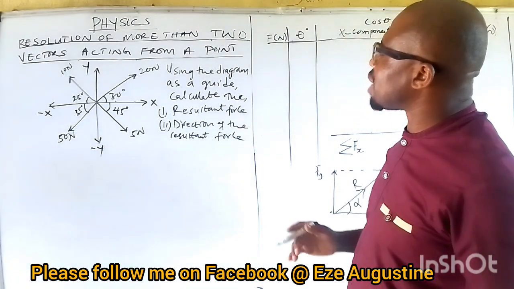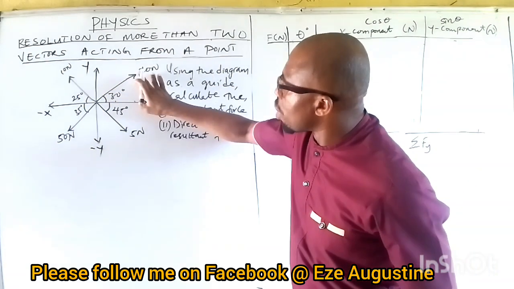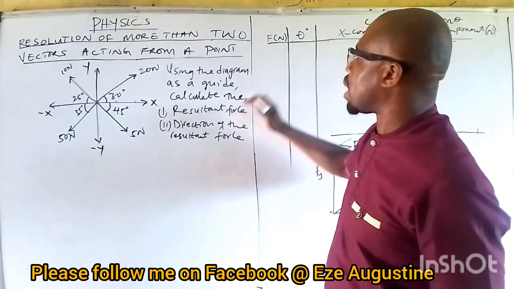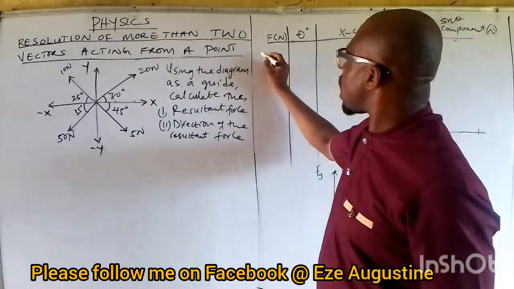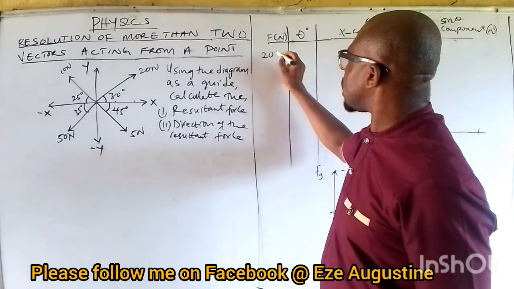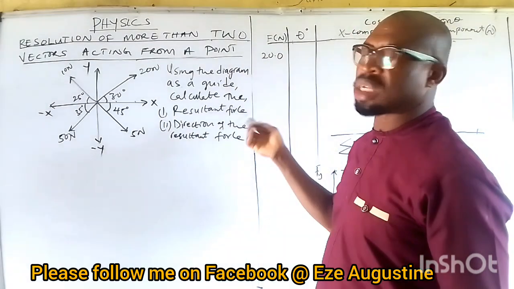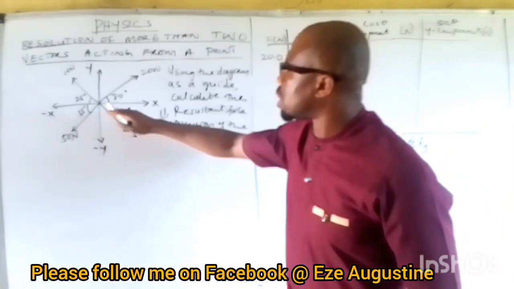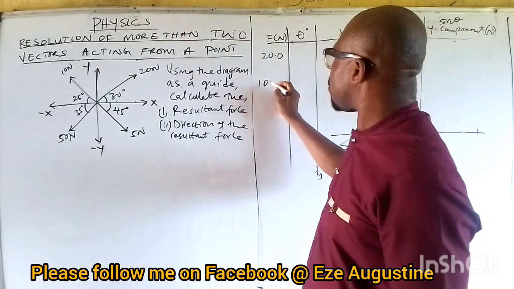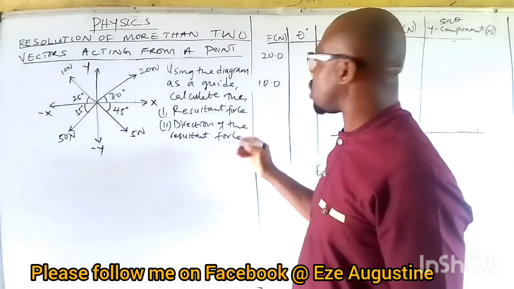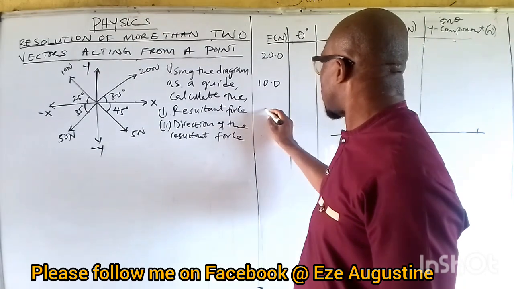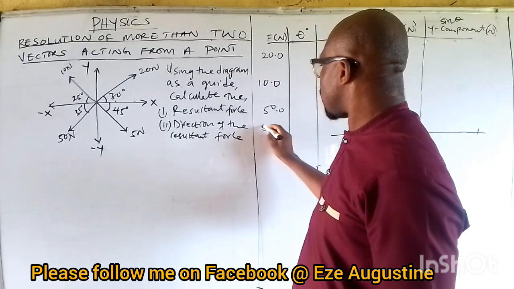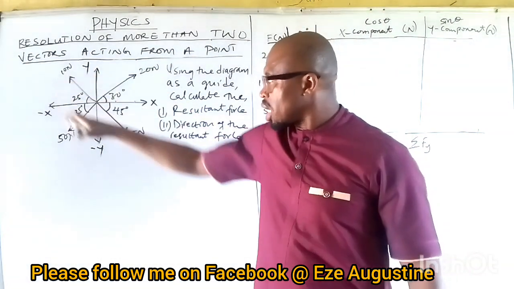So let's take a look at this. From what we have said so far, all we need to do is list out all the forces given to us in that order. So the first force is 20. We can say 20.0, or 20.00. You take care of the decimal places. And the second one is 10. We can say 10.0 or 10.00 as the case may be. The third one is 50.0. And then the fourth one is 5.0, in this order.